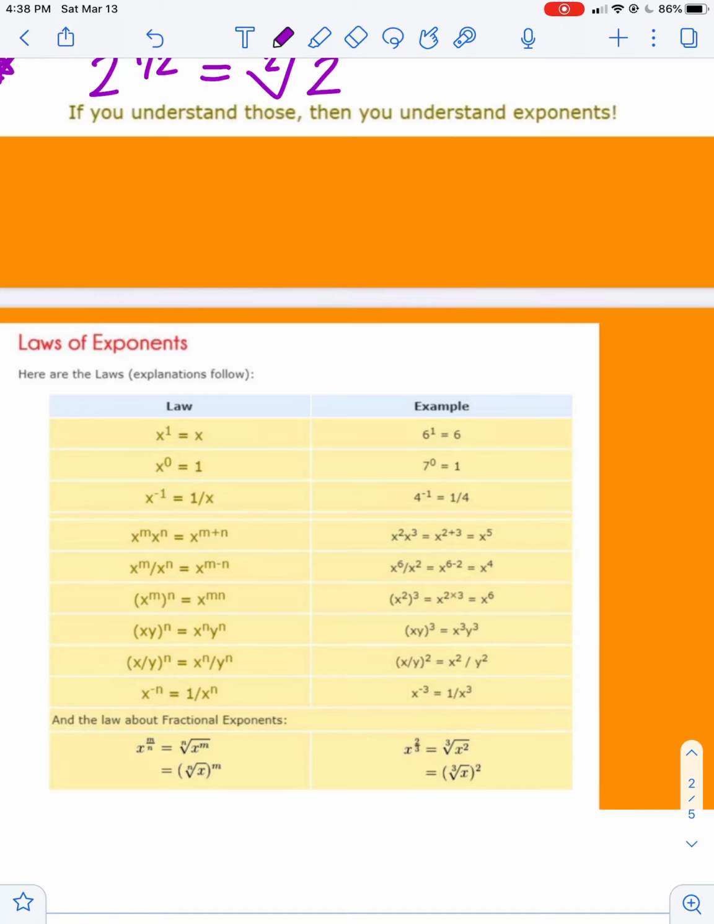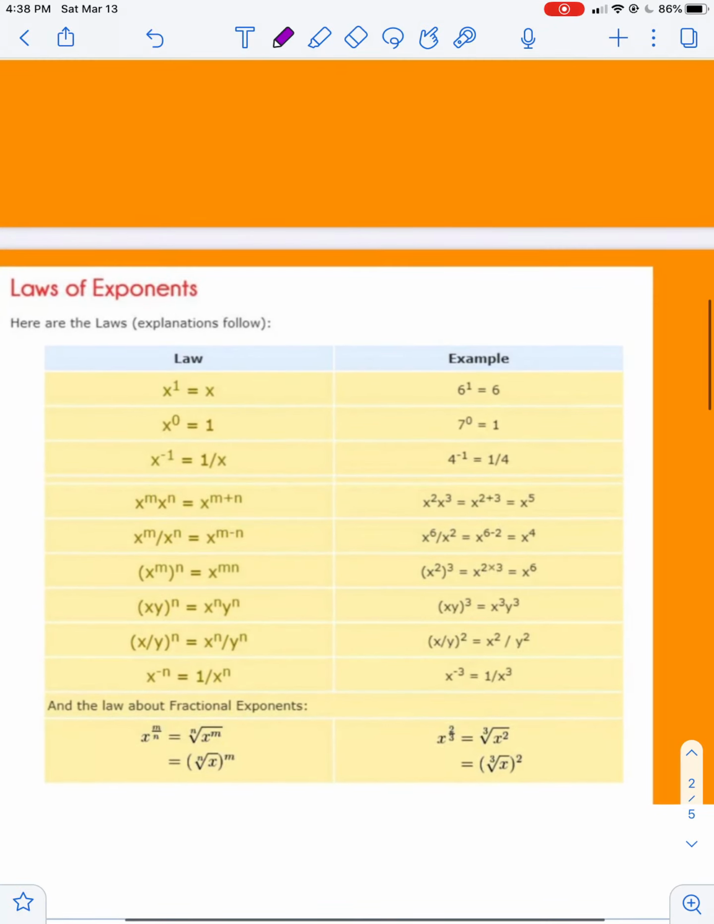So this kind of shows you the laws down here, this table. So if you look right here, anything to the first power is always that same number. So 6 to the first power is 6. Anything to the 0 power is 1, no matter what number it is, okay?